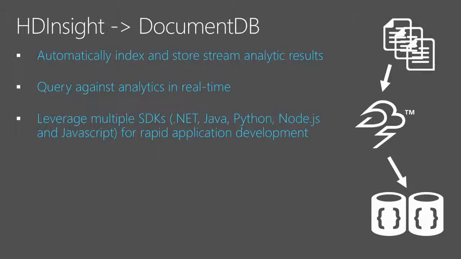This is important, right? Let's say you're getting Twitter trends coming in real time, you want to see them coming in real time. If DocumentDB can't give you that data in real time, then what's the point, right? What's the point of having real-time analytics if you can't access it in real time?